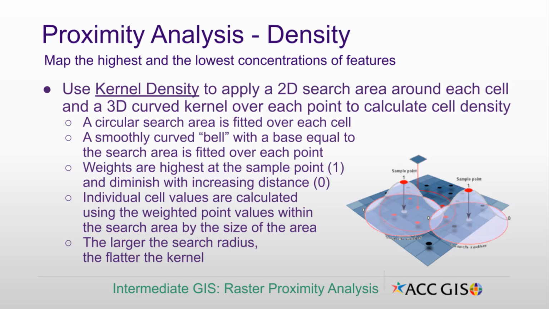If you look at the example on the right, you can see that the sample point at the location gets a multiplier of 1, and then as you move out to the edge of the search radius of the bell, the multiplier falls to 0, and so it has less and less weight. And so individual cell values are calculated using the weighted point values within the search area by the size of the area. The larger the search area, the flatter the kernel. Kernel density also tends to be a little bit smoother than point density because of the impact of sample points that fall outside the search radius that still can affect the density calculation of individual cells within the search radius.